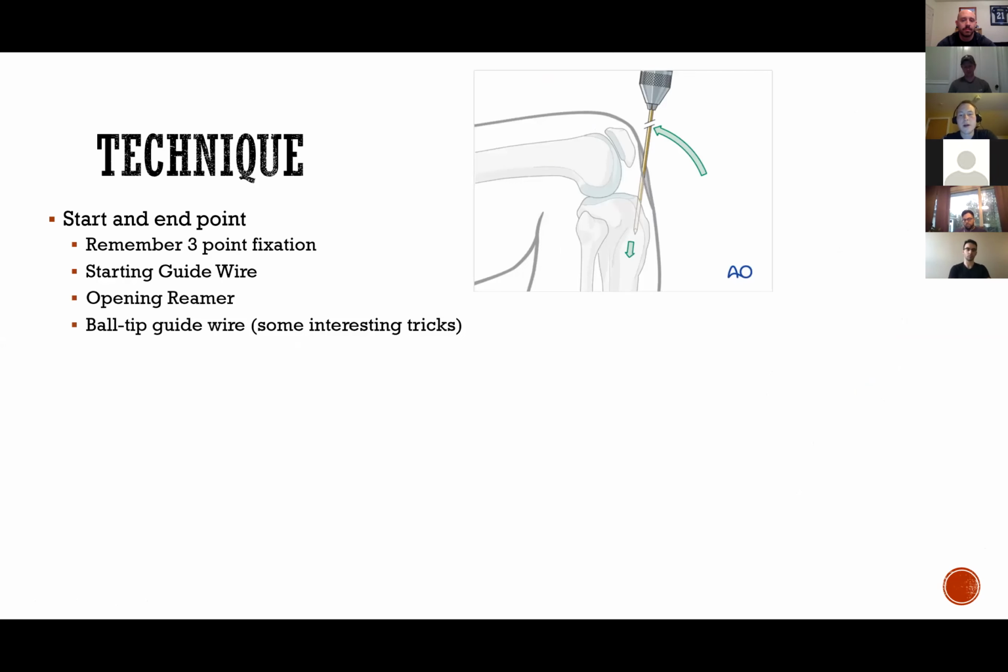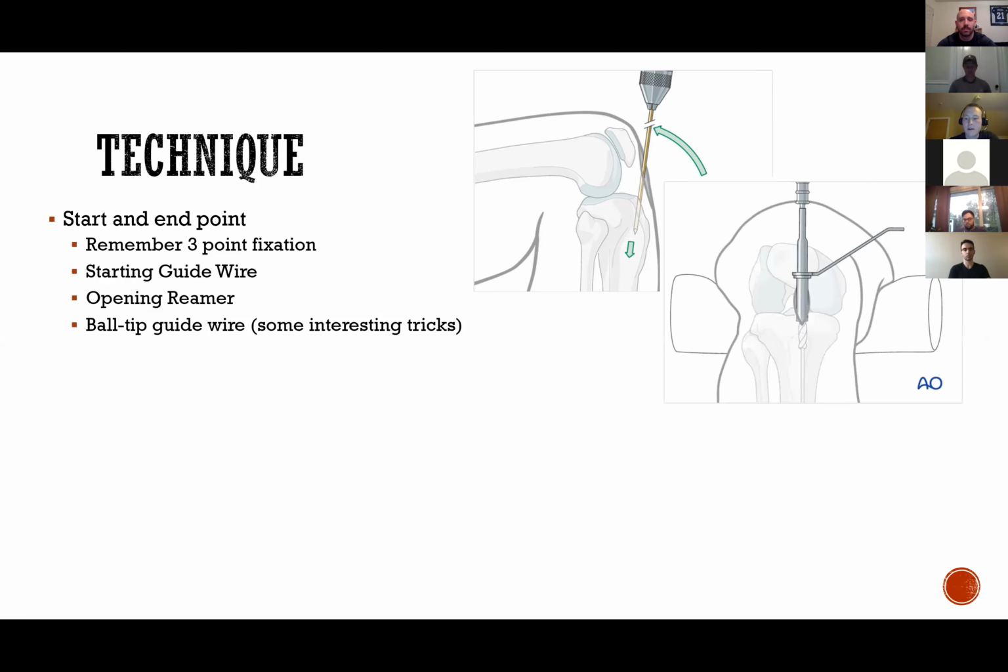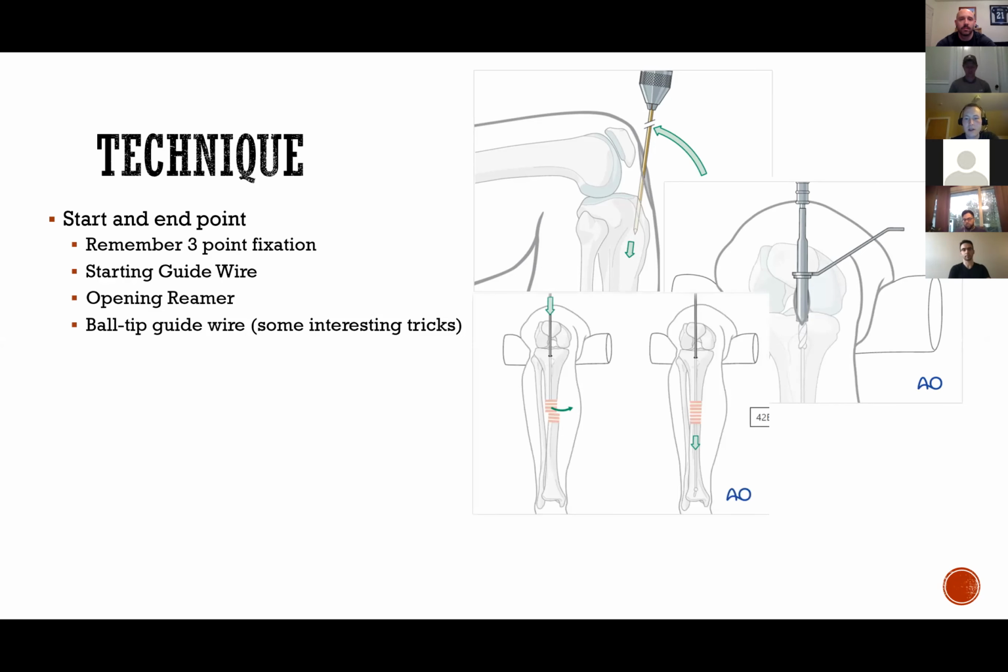Okay, so that was for our entry point. Let's use the tibia as the example. After we've obtained our entry point, we would use our opening reamer to gain access to the medullary canal. We use a soft tissue protector in order to protect the patellar tendon and the articular cartilage there. And then we would introduce the ball tip guide wire.